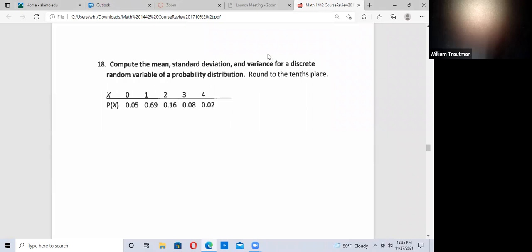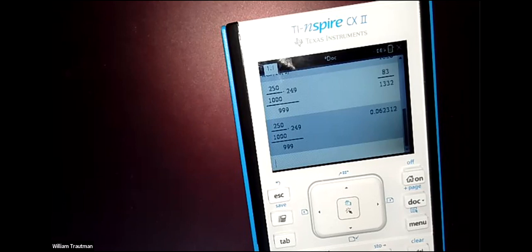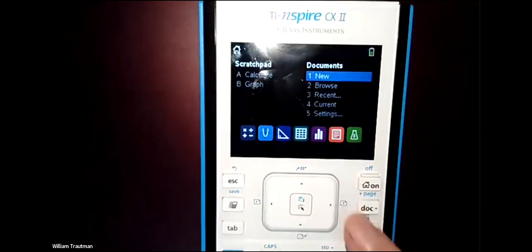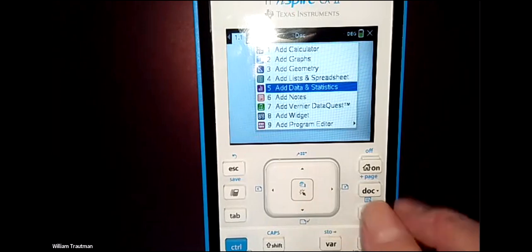Question 18. Okay, so it just says find the mean, standard deviation, and variance for this. Round it to the tens place. So we're going to put this in L1 and we're going to put this in L2. And then we're going to hit 411 menu. 411 and all our data will be in there. So we're going to do that. So let's actually do this on my calculator now. So I'm going to start a new page. And we're going to list the data, number 4.